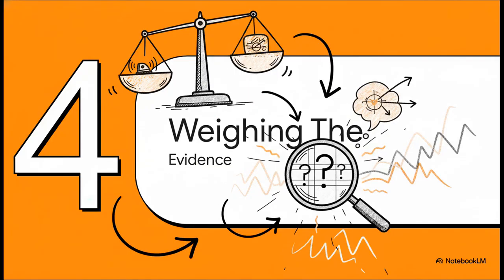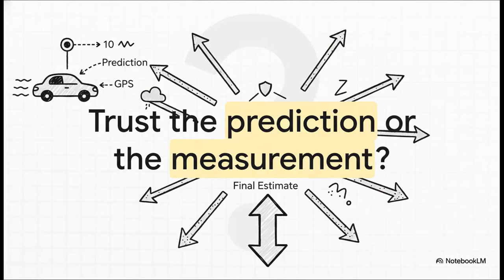Okay, so this all sounds fantastic, but how does the filter actually do this? How does it decide what to believe when it's fusing those two pieces of information? I mean, that's the real question, isn't it? If your prediction says the car is at mile marker 10, but your kind of flaky GPS says it's at mile marker 9.8, where do you put your final guess? Well, the answer comes down to one word: trust.